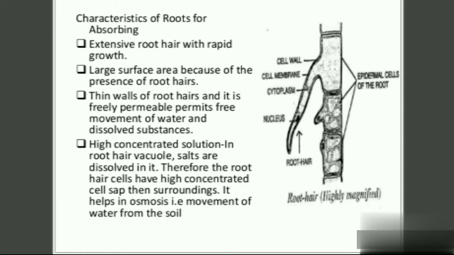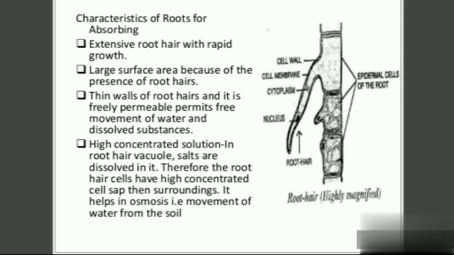Now the next part, thin walls of root hair, and it is freely permeable, permitting the free movement of water and dissolved substances. Most of the time we find the cells are selectively permeable or semi-permeable, where they allow only specific substances to pass through the cell. But here the root hair is freely permeable to water and dissolved substances. So it can allow water and the minerals from the soil to pass through to the plant.